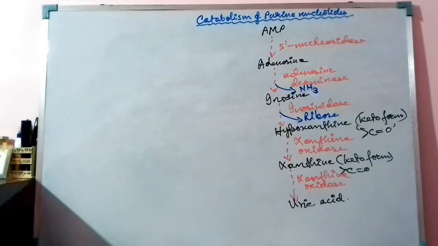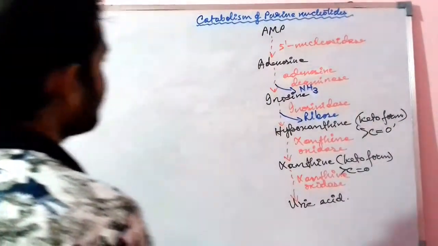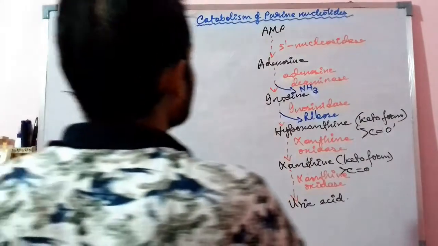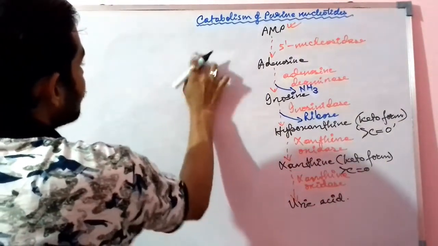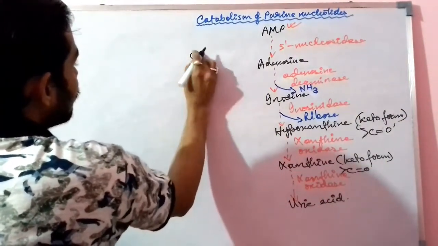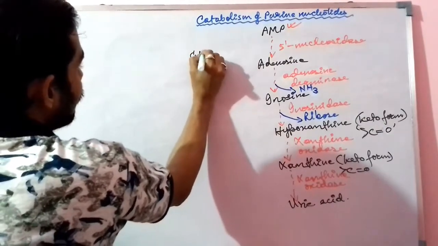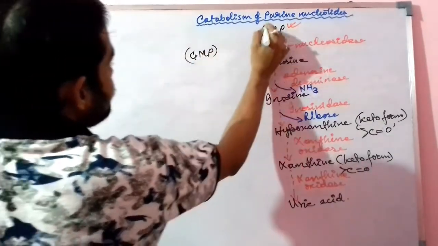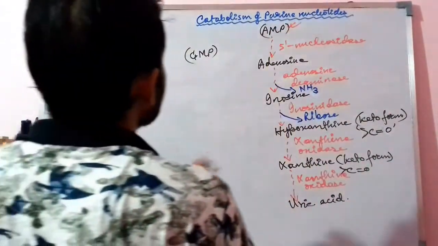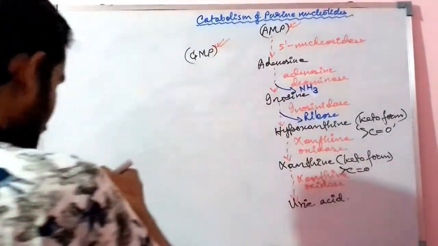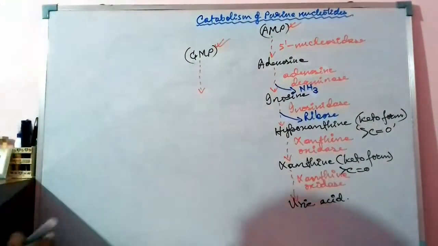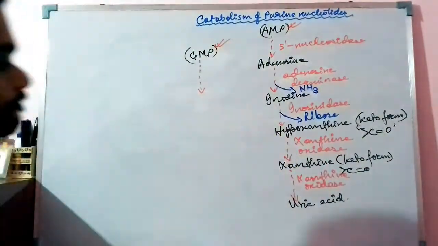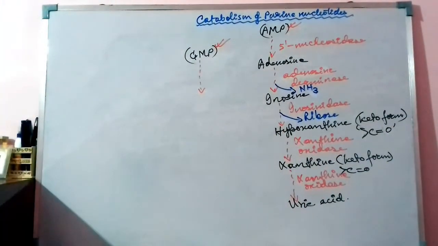Okay. Now the GMP. What about the GMP? Like I mentioned, this is one master nucleotide here, master nucleotide AMP. Now another one is the GMP, guanosine monophosphate. Now this is another master nucleotide of the purine. Right. Now this guanosine monophosphate is also getting converted ultimately to the hypoxanthine or the xanthine.